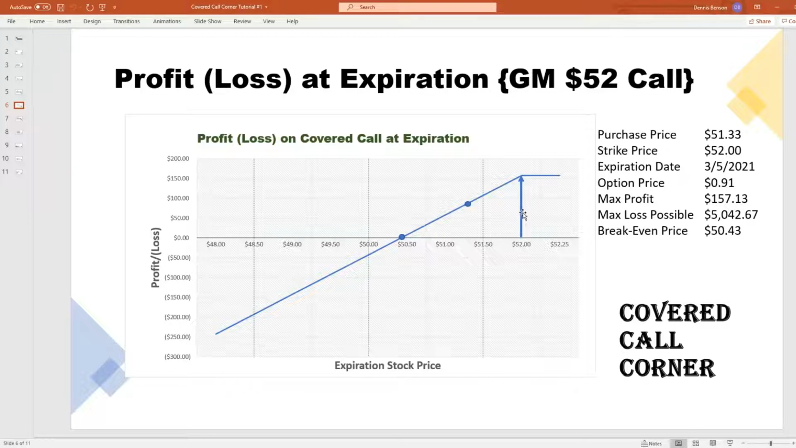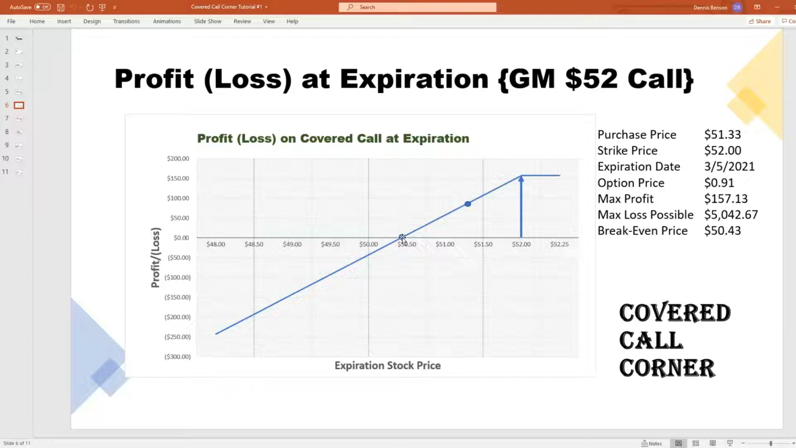Here, let's look at a couple things. This is the strike price. This would represent my maximum profit. So if the stock went to $52.25 or even higher, I'd still be capped out at $157 worth of profit. I would not make all this additional money if it went to 55 or something like that. And I have a chart showing that here in a moment. This is my purchase price, and if it ended at the same purchase price, I'd still end up making about $90.